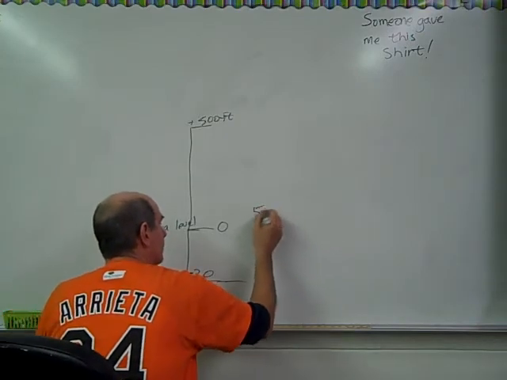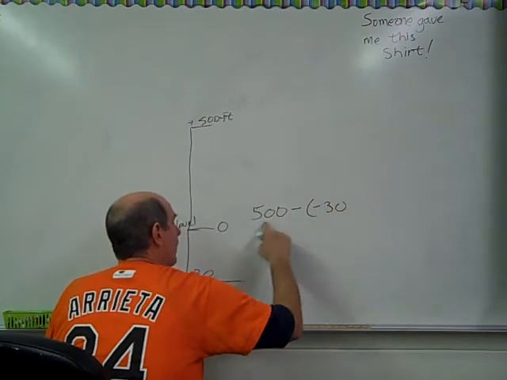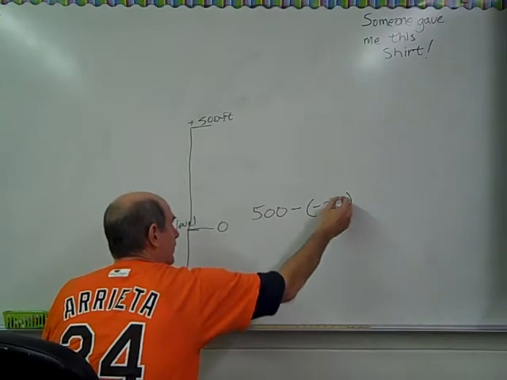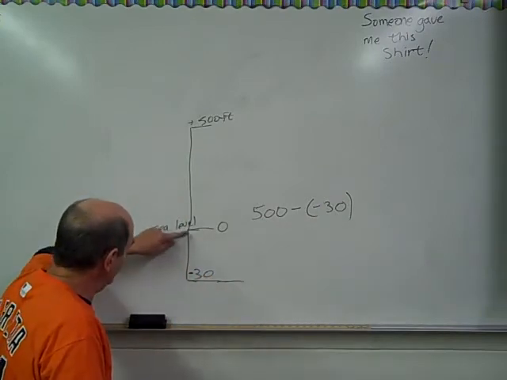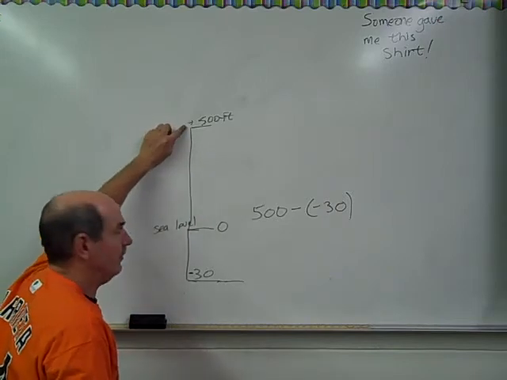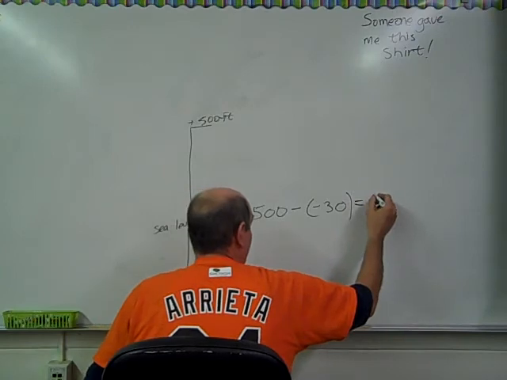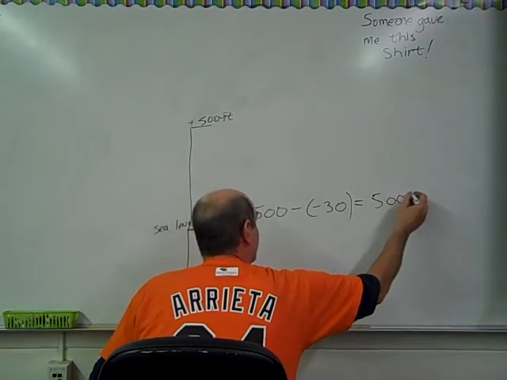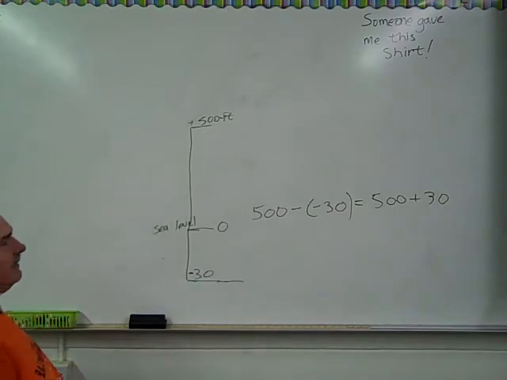It would be represented as the difference between positive 500 and negative 30. We picture 530. You go from here to 0, that's 30, and another 500 makes 530. So basically, this problem has the same answer as 500 plus 30. It's the same thing.